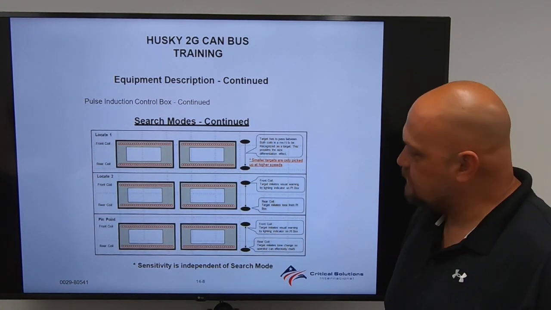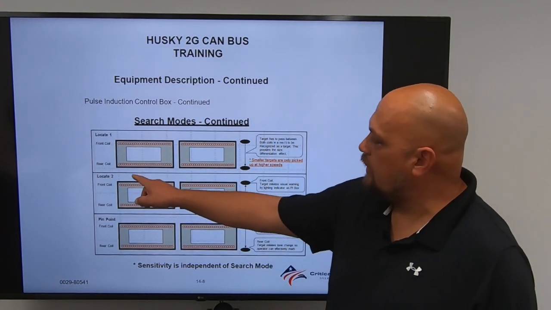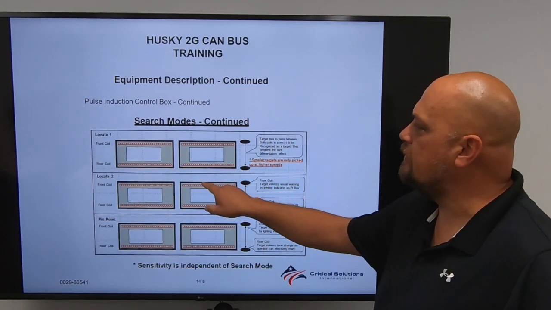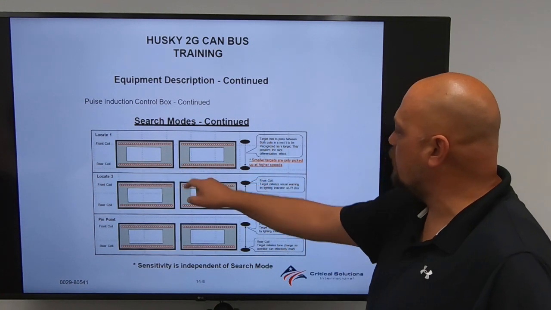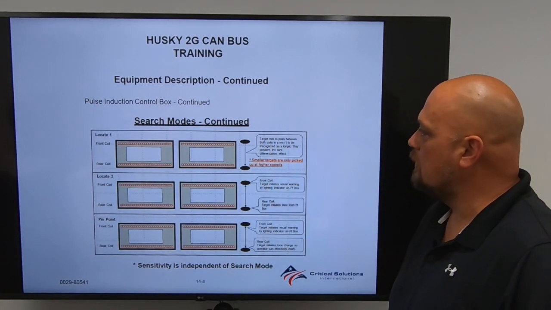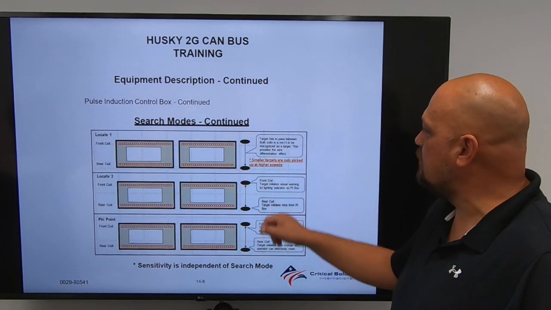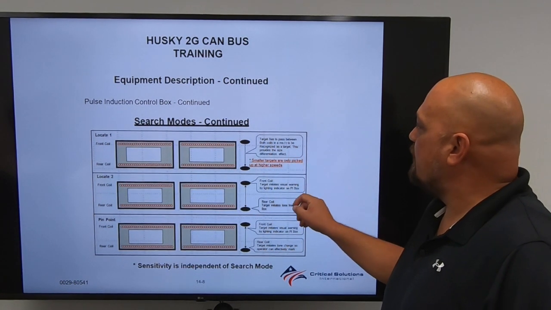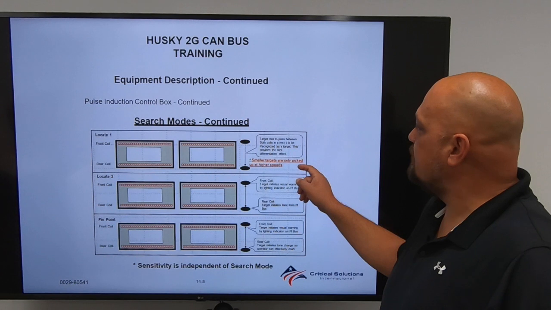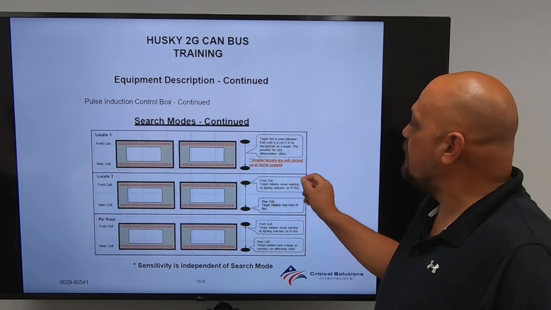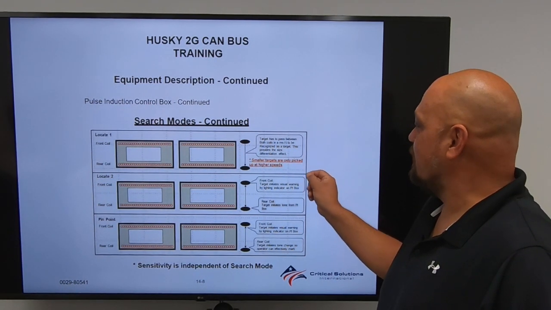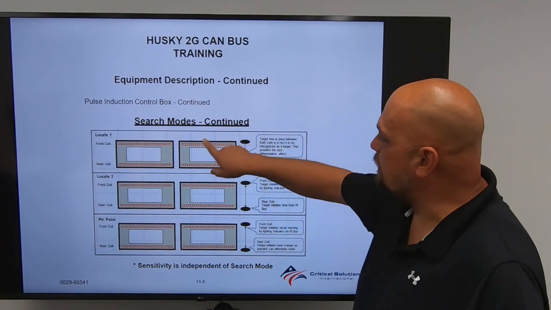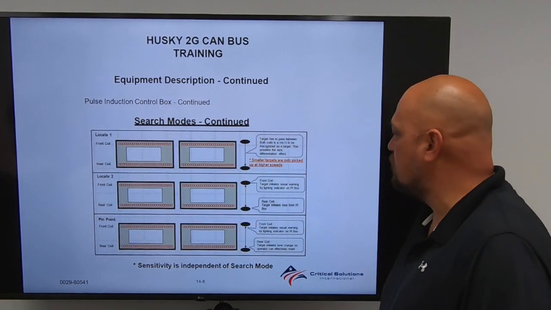Continuing with the search modes, you have loc 1, loc 2, and pinpoint. This is a description of how the panels lay underneath the vehicle with your front coil and rear coil. For locate 1, target has to pass between both coils to be recognized as a target. This provides a size differentiation effect. Smaller targets are only picked up at higher speed. So you can see here the target has to pass underneath the panels.